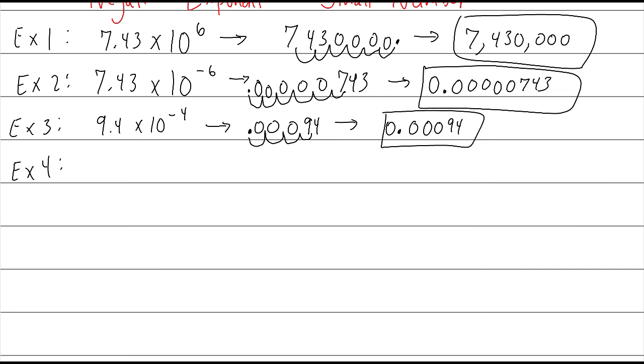What about this? Negative 6.019 times 10 to the eighth. I see a negative, right? But that negative is not going to tell me if this is a big or a small number. That's the exponent's job. The exponent is positive, so I'm expecting a big number here. Big number means move the decimal this way. 1, 2, 3, 4, 5, 6, 7, 8. And put some zeros in the blanks.